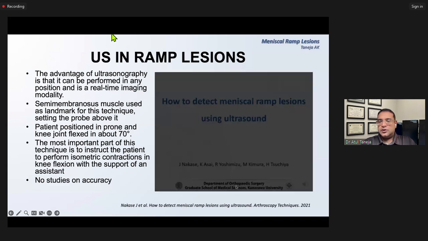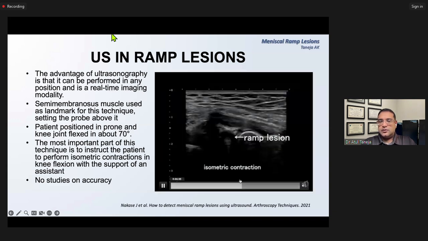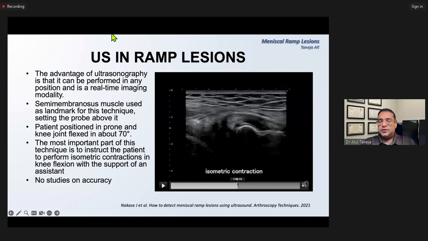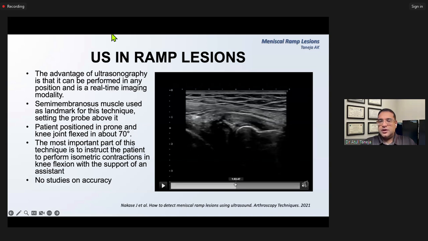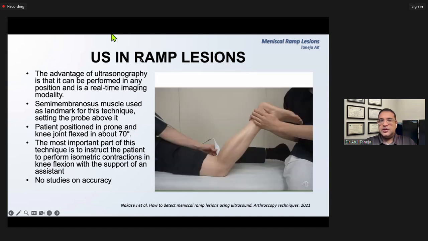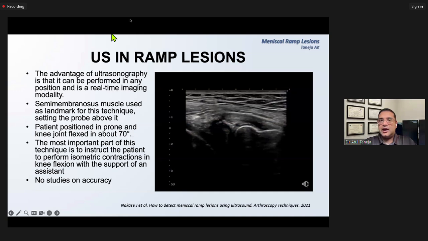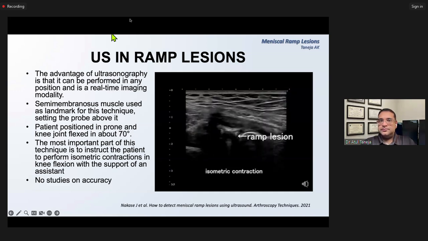Oops, sorry, clicking here. So now, during the contraction is when you're going to see the ramp lesion, the gap between the capsule and the posterior horn.